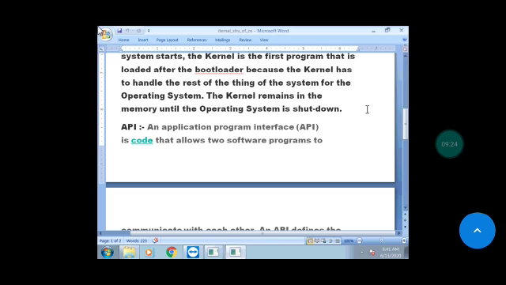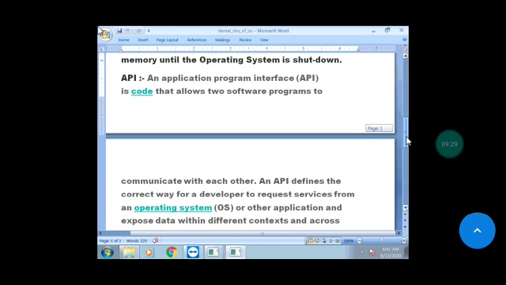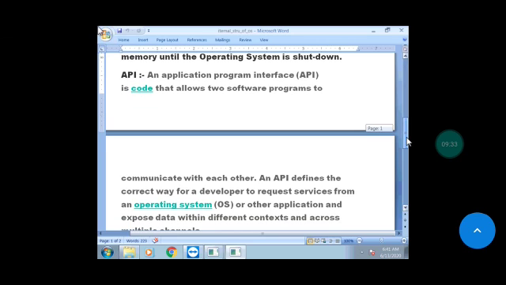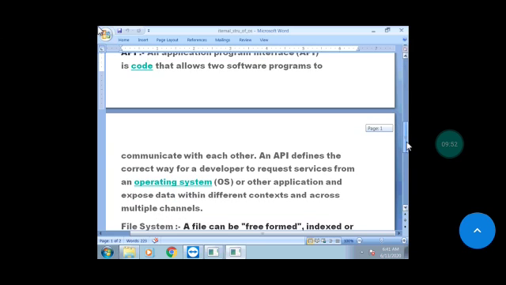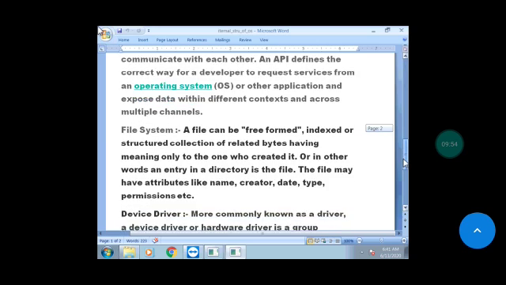Now, next one is API, Application Program Interface. Listen, my dear, it is a code that allows two software programs to communicate with each other. An API defines the correct way for a developer to request services from an operating system or other applications and expose data within different contexts and across multiple channels. Yes, I hope API is clear. This is the easiest topic, my dear, and as you are knowing about the API.